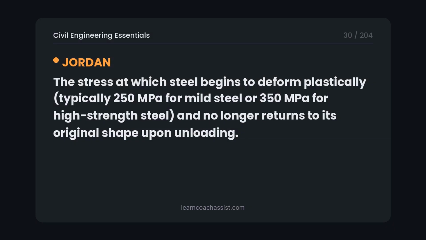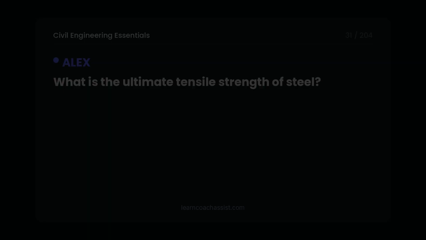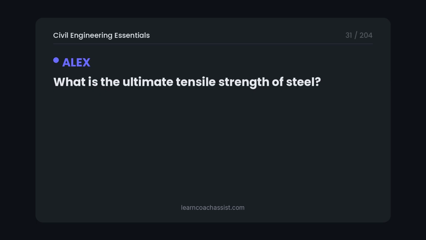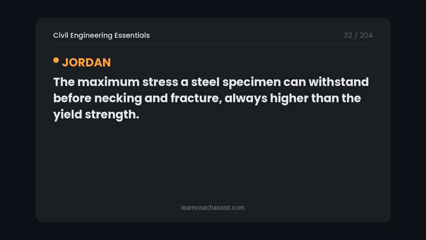The stress at which steel begins to deform plastically, typically 250 MPa for mild steel or 350 MPa for high-strength steel, and no longer returns to its original shape upon unloading. What is the ultimate tensile strength of steel? The maximum stress a steel specimen can withstand before necking and fracture, always higher than the yield strength.